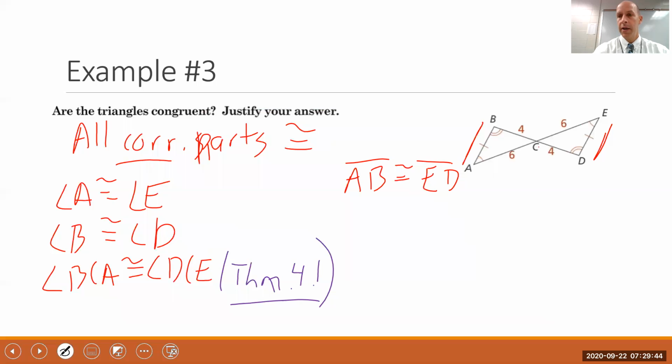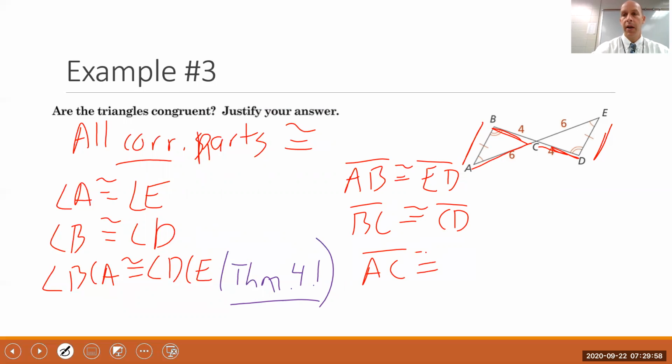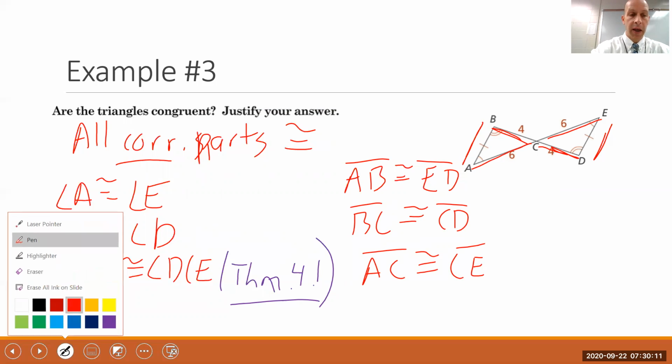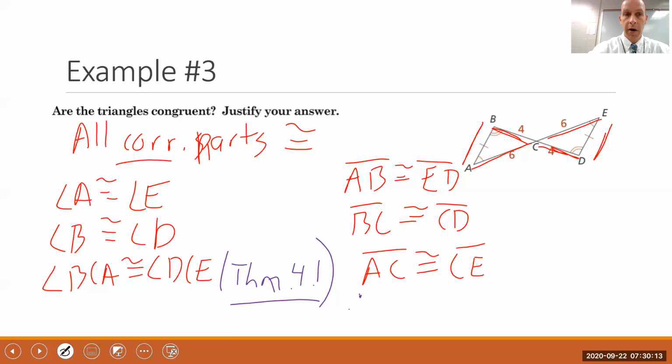Well, let's see here. CD is 4 and BC are 4, so those have to be congruent. So BC is congruent to segment CD. And last but not least, we've got segment AC is congruent to CE. So those corresponding sides are congruent. So guys, we have all three corresponding angles and all three corresponding sides congruent. So now I can finally reach my conclusion.